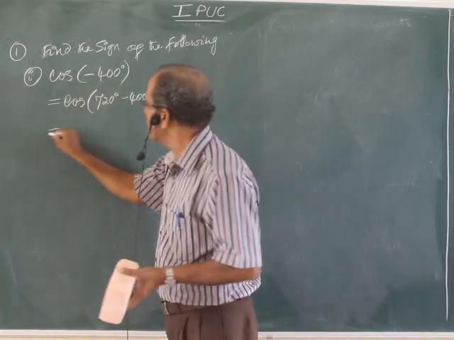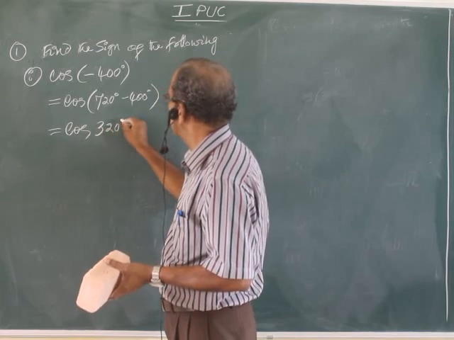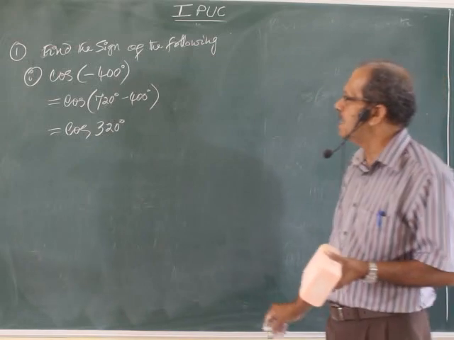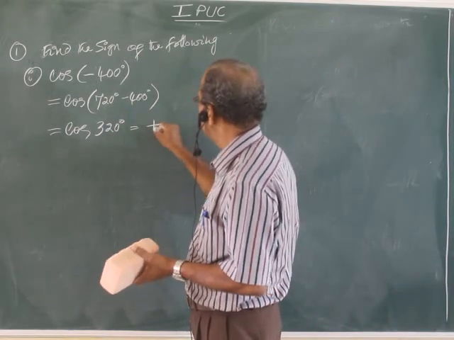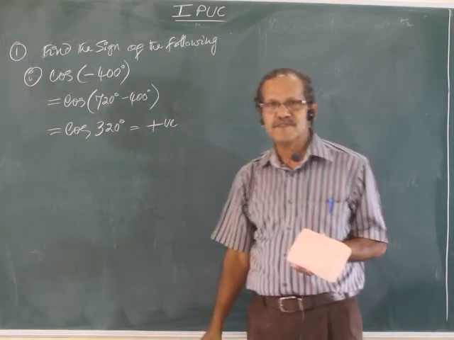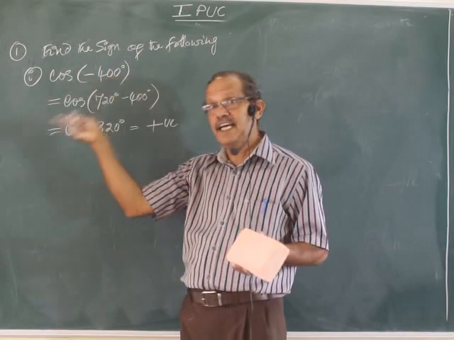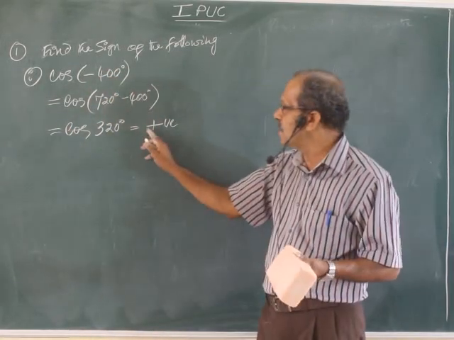So here, cos of 320 degree. This is fourth quadrant, cos is positive. Even though the angle is greater than 360, after subtracting, you can find the sign of that function.